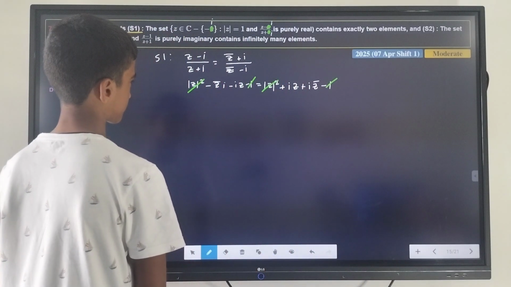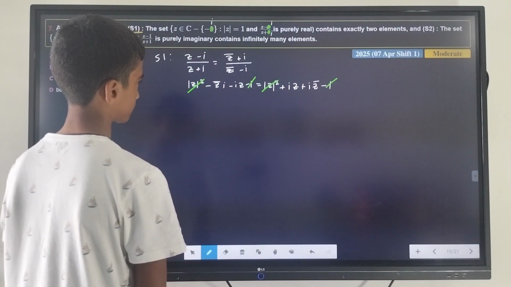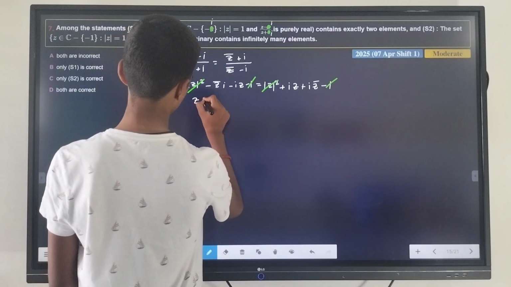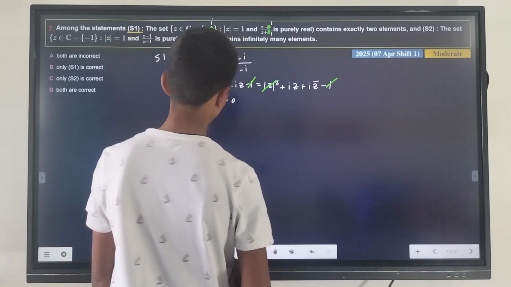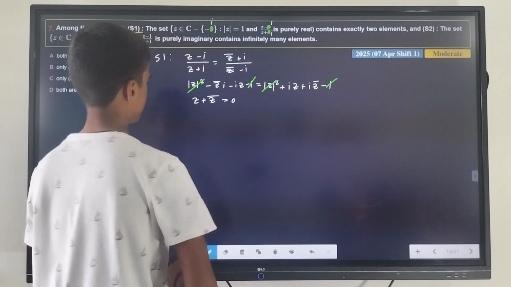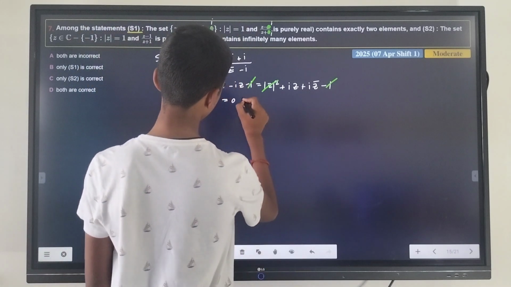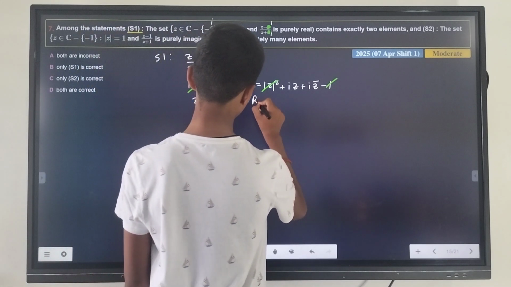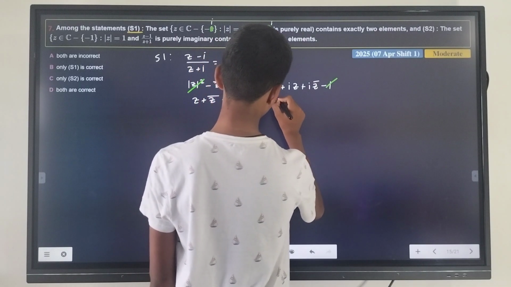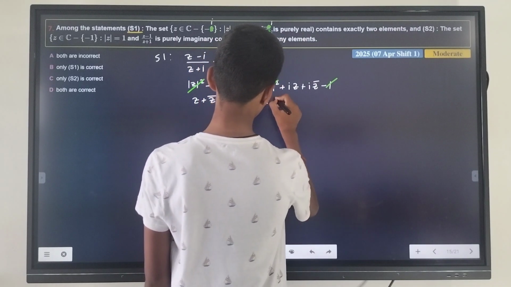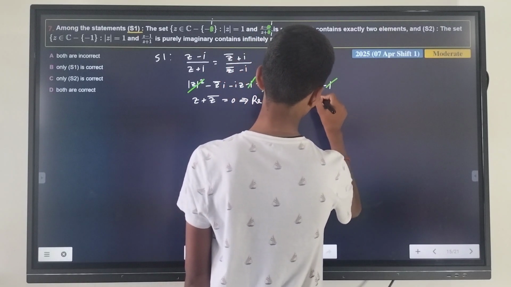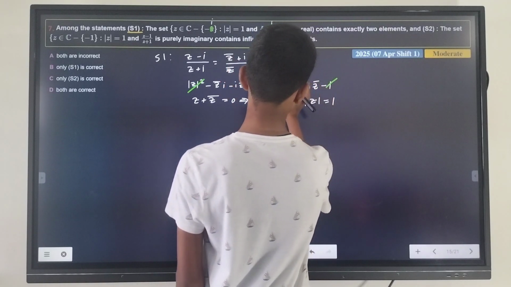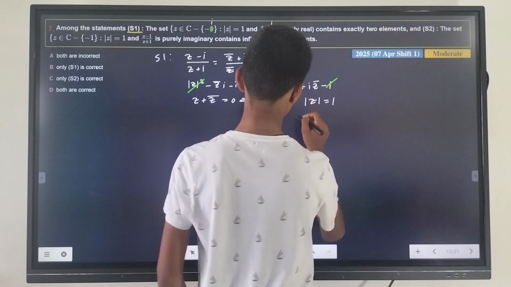Now we can say z plus z bar is equal to 0. If z plus z bar is equal to 0, this means real part of z is equal to 0 and our mod of z is equal to 1. This is given in the statement.